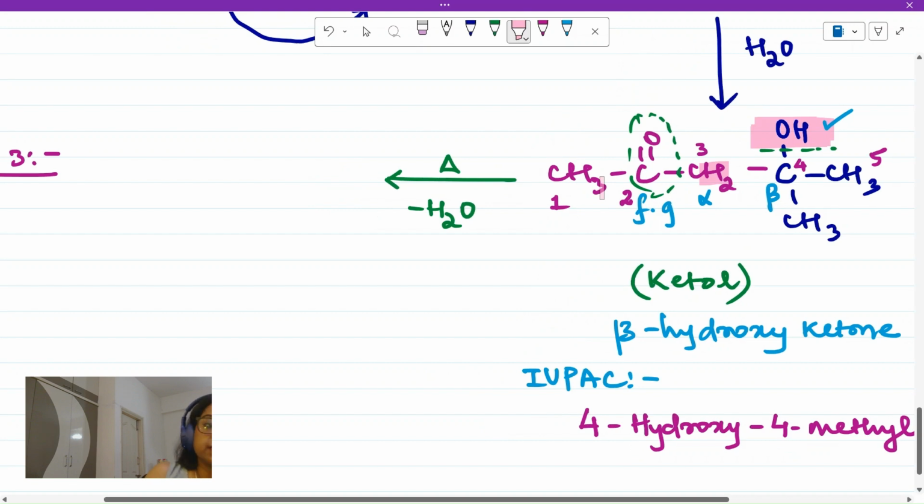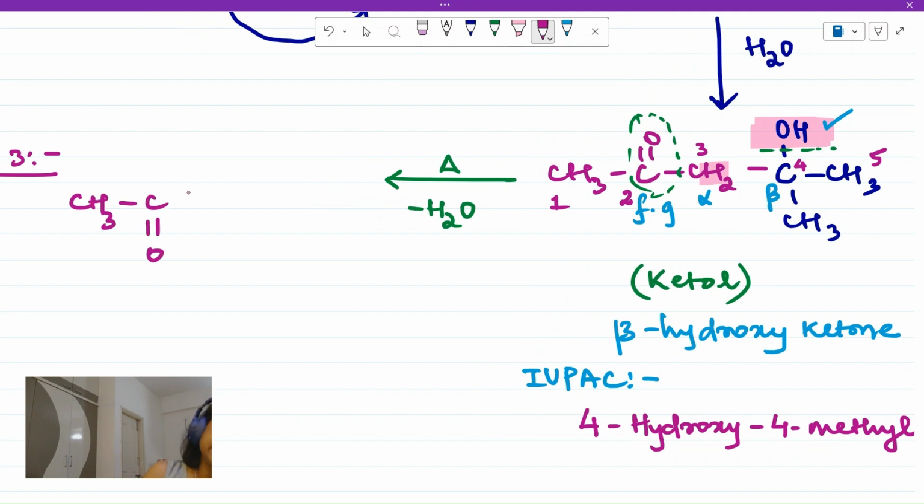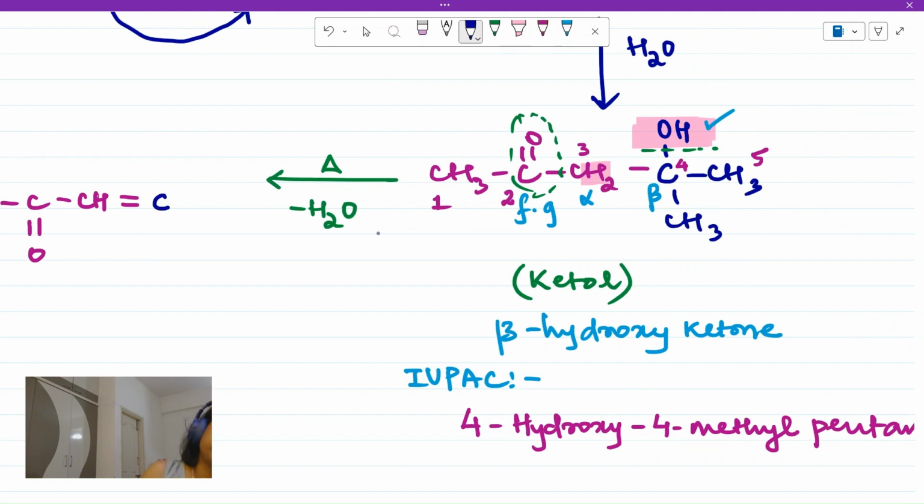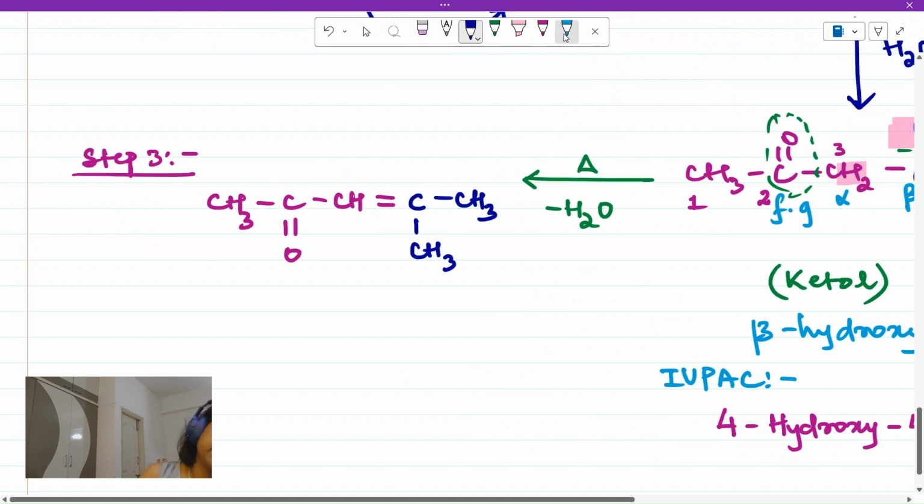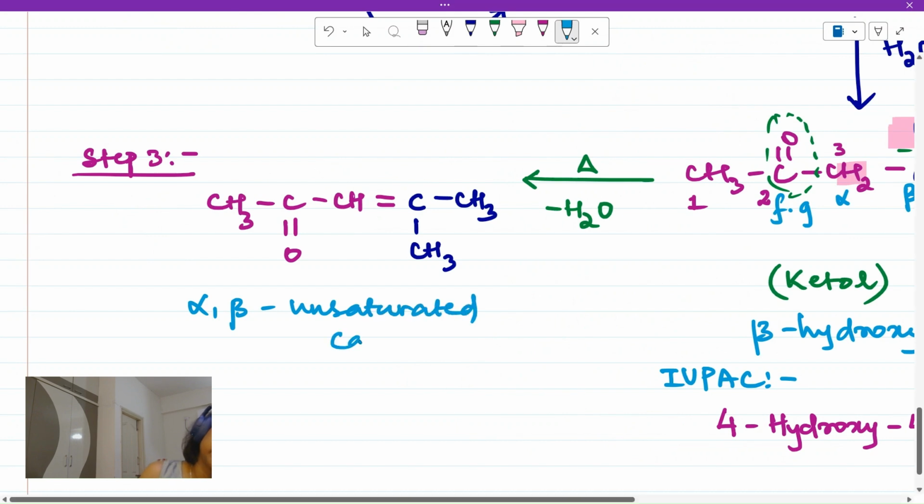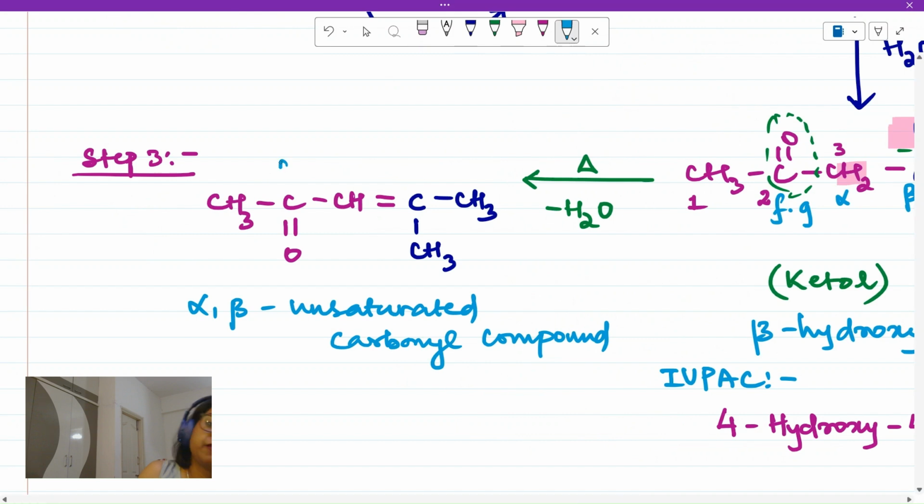So what is formed as a result is CH3, C double bond O remains intact. You have CH, that hydrogen is lost, double bonded to this carbon which had the OH, and that OH is lost as H2O, right? And you're just left with CH3, CH3. What can we call this molecule? This is an alpha beta unsaturated carbonyl compound. You can write ketone as well. Why alpha beta? Because between the alpha and beta carbons you have the double bond.